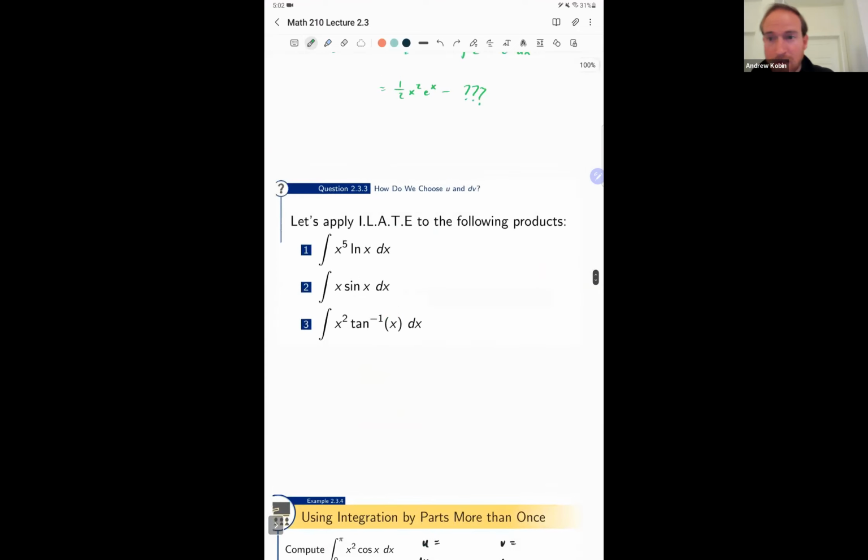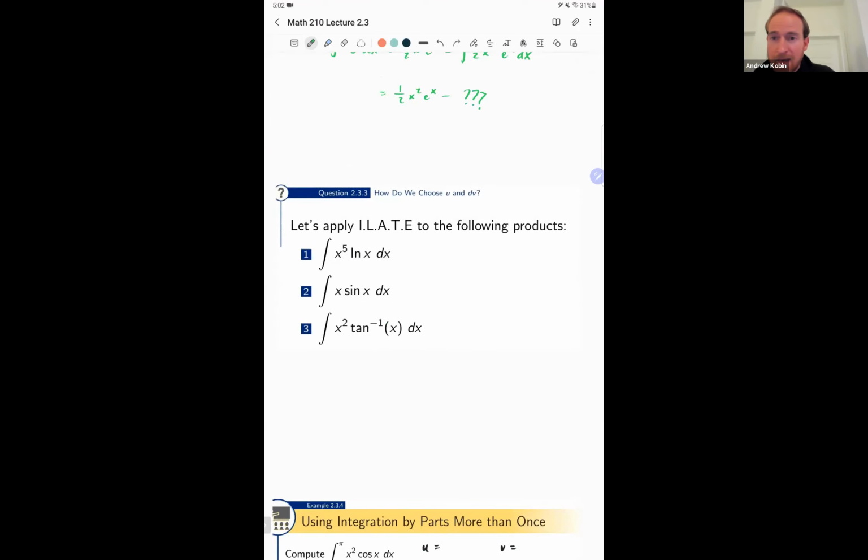Don't look at the green stuff below yet. So let's apply the acronym to the following products. Remember that I'm going to start from the left, and the first thing on the list that I hit, I'm going to choose that for u. So with x to the fifth ln of x, I don't have any inverse functions. L is for log. Oh, look, I have a log function. So I'm going to choose u as ln of x. And let's just write down dv. Automatically, everything else under the integral has to be dv. So that's x to the fifth dx. And this gives us a starting point for writing down an integration by parts formula. But let's go on to the next one just to practice with ILATE.